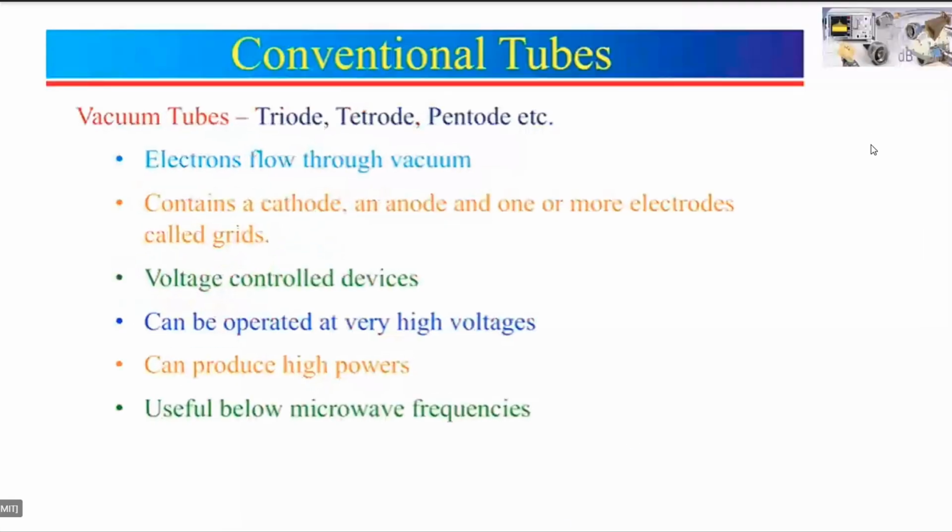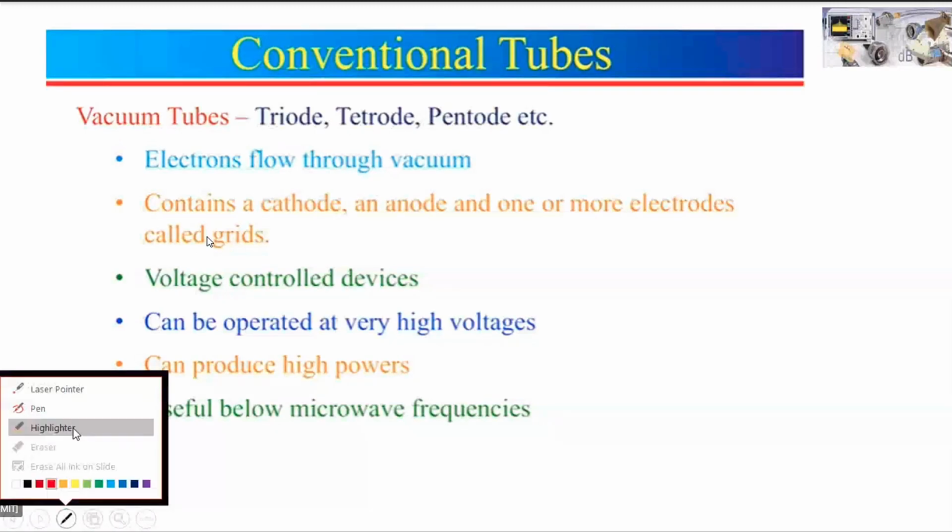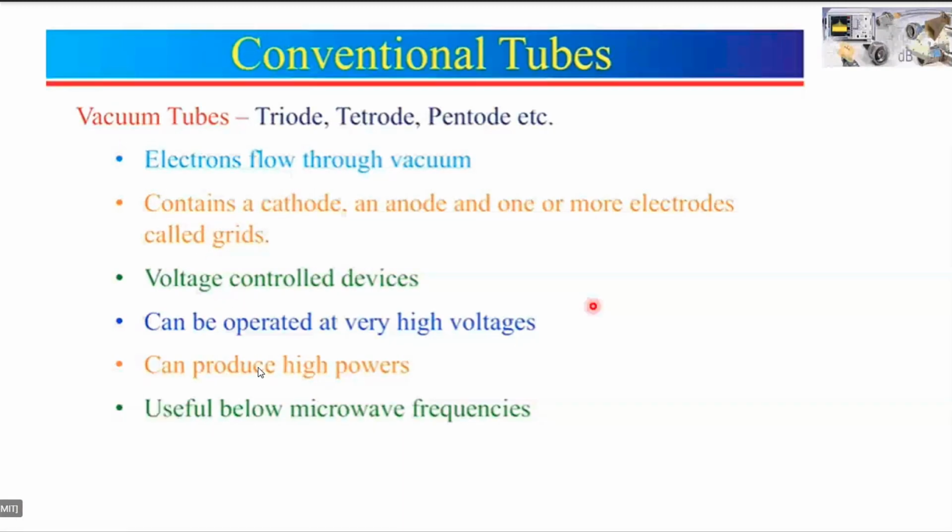So conventional tubes. The vacuum tubes such as triodes, tetrodes, pentodes, etc. are the examples of conventional tubes. And what are these vacuum tubes? Vacuum tubes are electronic devices in which electrons flow through vacuum from one electrode to another electrode. So in vacuum tubes, the electrons flow through vacuum from one electrode to another electrode.